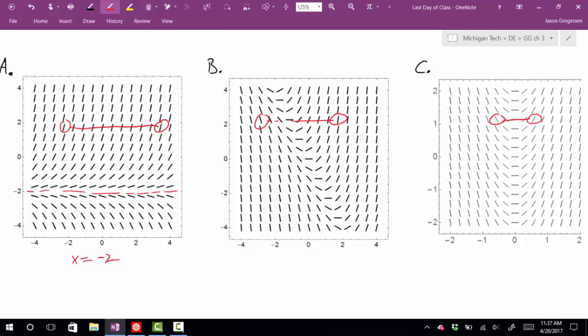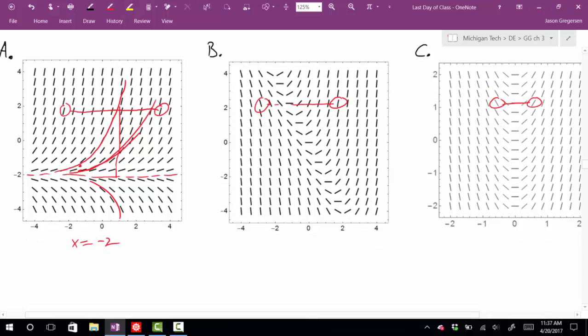Is that equilibrium solution stable, semi-stable, or unstable? Unstable, because all my neighboring solutions are traveling away. Really what that means is if I have a little change in my initial condition, one solution will go like that, and the other solution will go like that. It'll cause big problems later on. We can see that if solutions are going away versus towards.